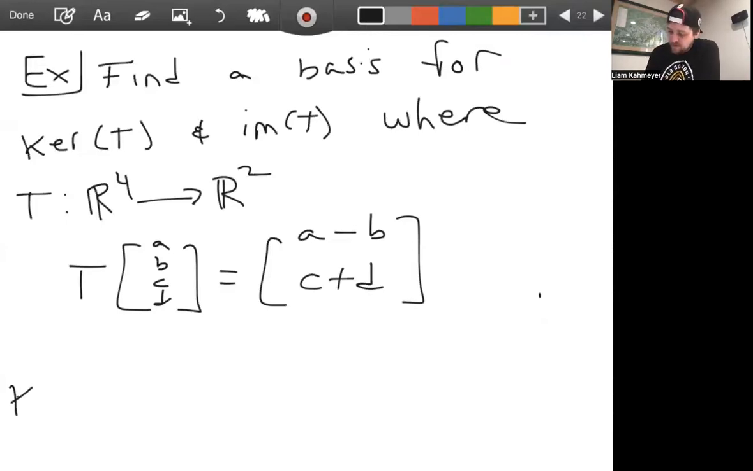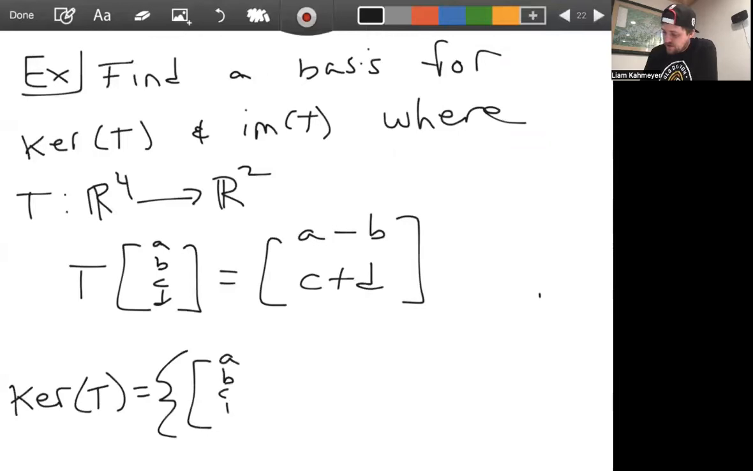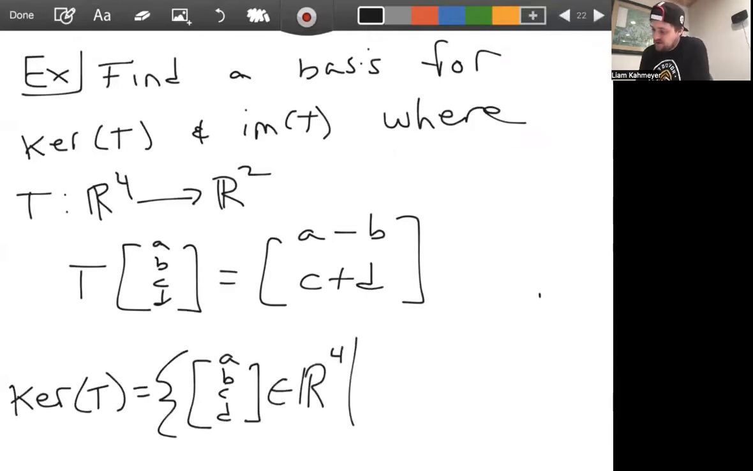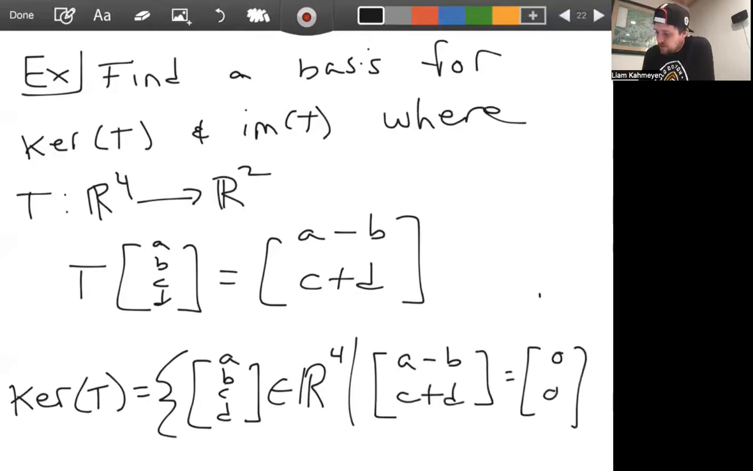Well, what's the kernel? The kernel of a map is all those vectors (A, B, C, D) in R4 such that they're mapped to 0, right? I.e. (A minus B, C plus D) is equal to (0, 0), right? This is how we would describe the kernel of this linear transformation as a set. Now let's see if we can find a basis for it.